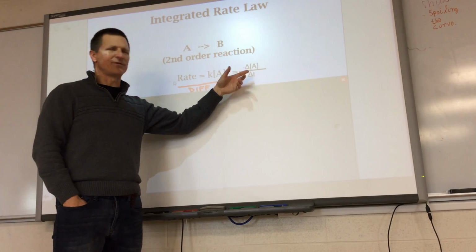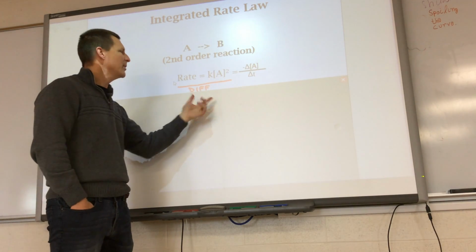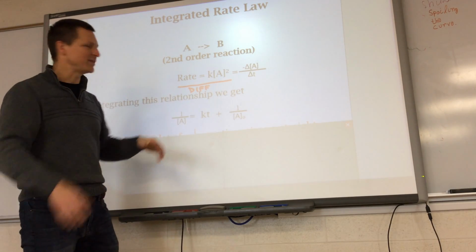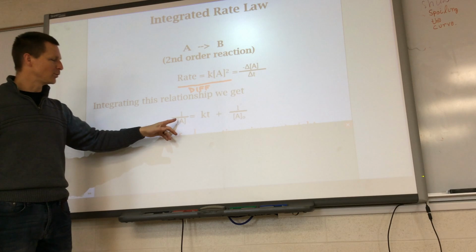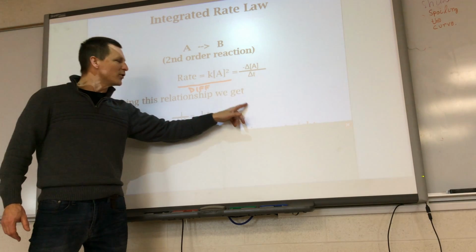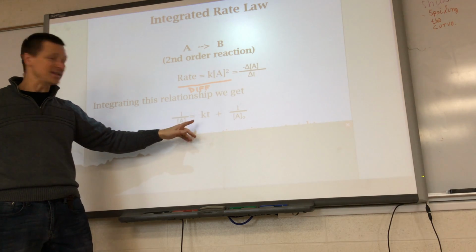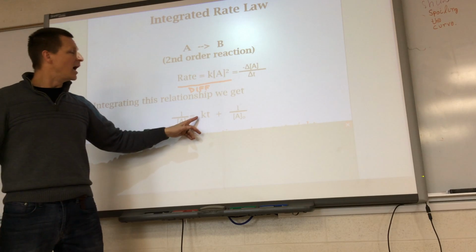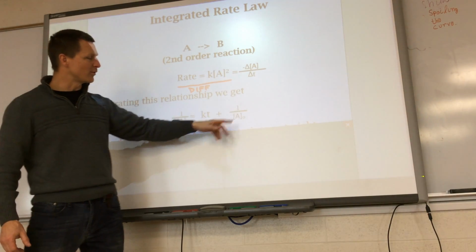Remember, this is how rate is defined: the change in A over the change in time. So that means this. I'm just going to cut right to what the actual integrated rate law is without deriving it at all. 1 over the concentration of A equals KT. Now, notice this is positive KT. In the first order, it was negative KT. But this is positive KT plus 1 over A0.